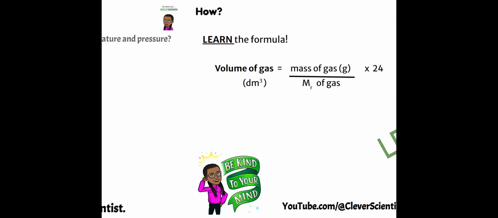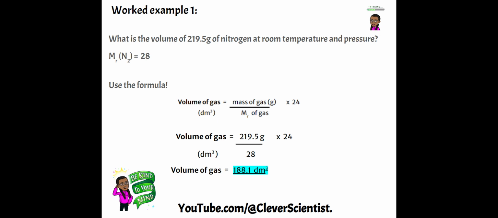So let's have a look at a worked example. And guess what? We're going to use the formula. What is the volume of 219.5 grams of nitrogen at room temperature and pressure? The formula mass for nitrogen is 28. So, we're going to plug our numbers into the formula. We've got 219.5 divided by 28, because that's the formula mass of nitrogen. Multiply that by 24, and it gives us a volume of 188.1 decimeters cubed. So it's as easy as that.